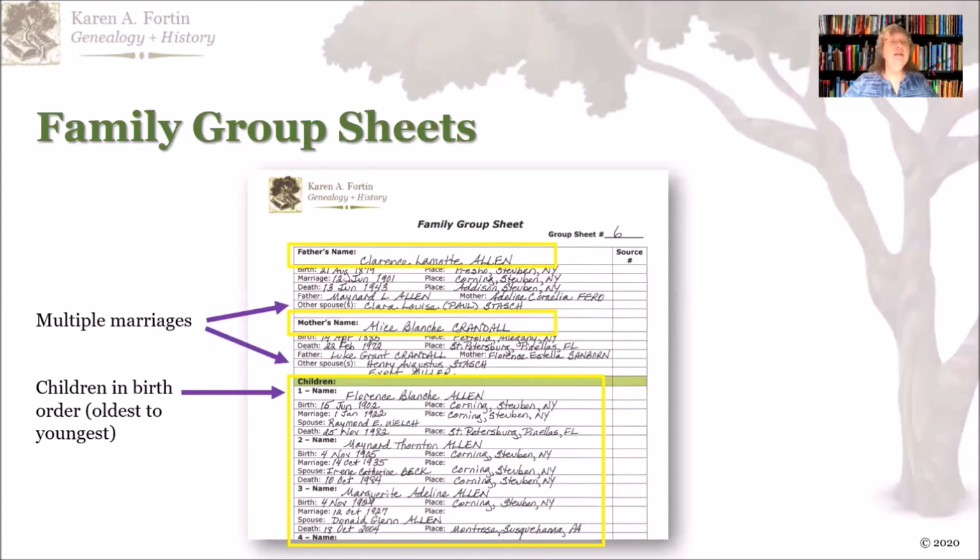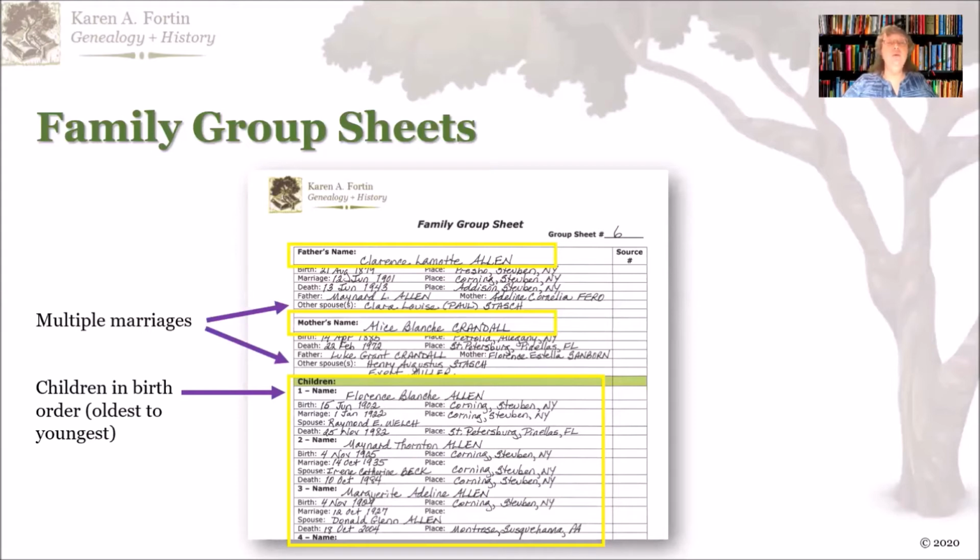It's also a good idea to list the children in birth order, from oldest to youngest. This can be helpful in a number of ways. For example, it may allow you to see how the family moved around in different times. By listing where and when each of the children was born, you can trace the movements of the family.